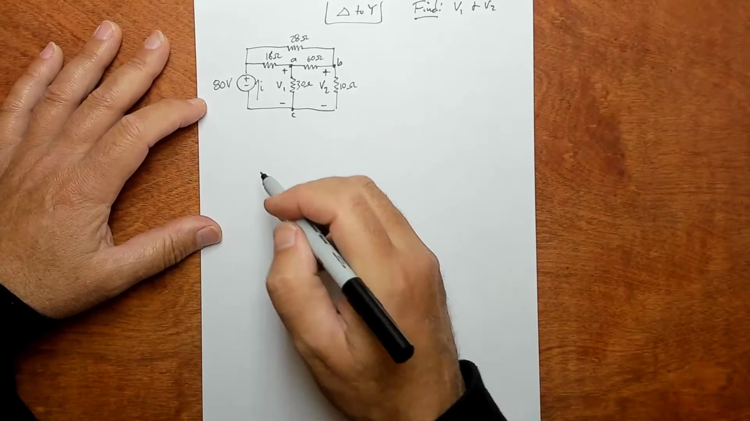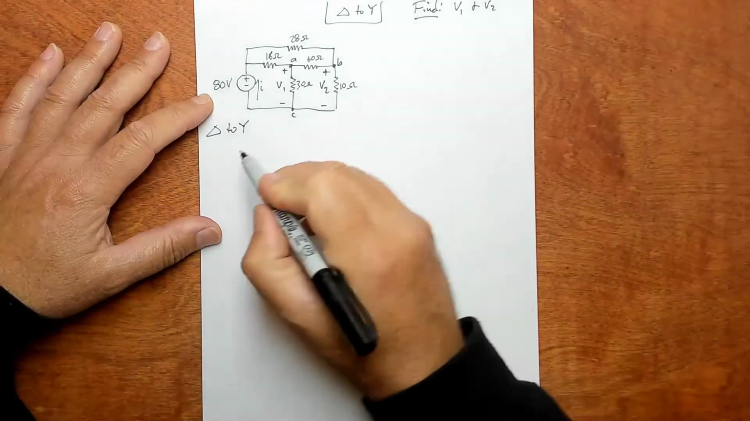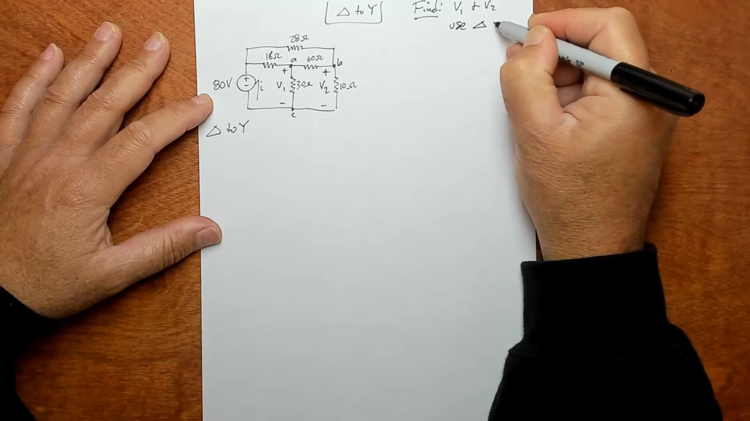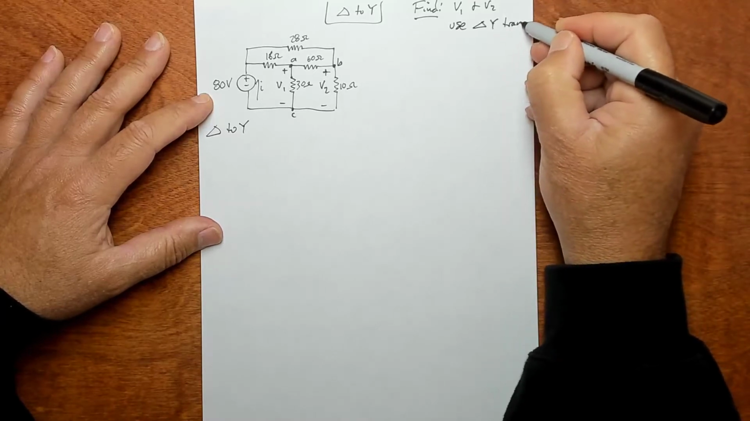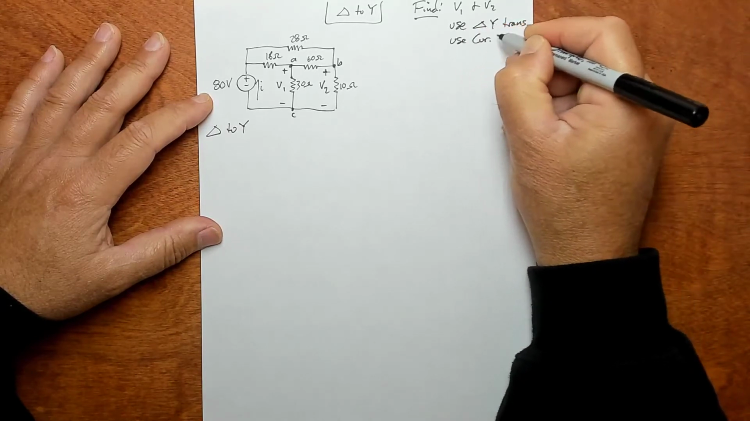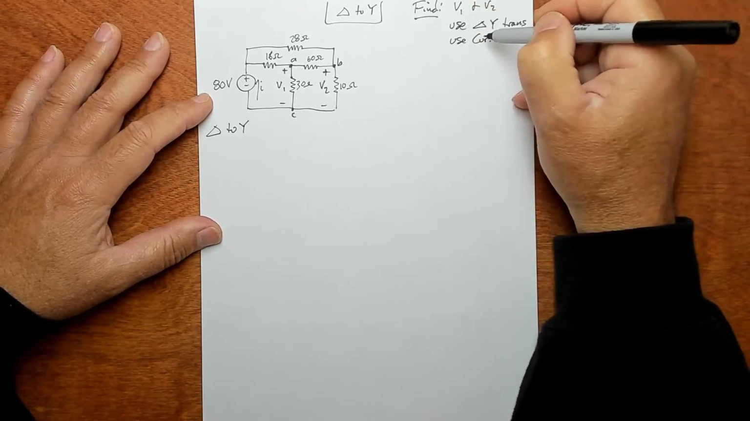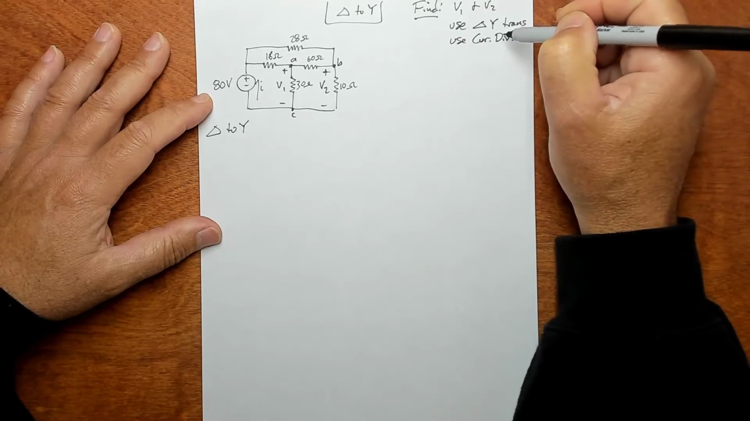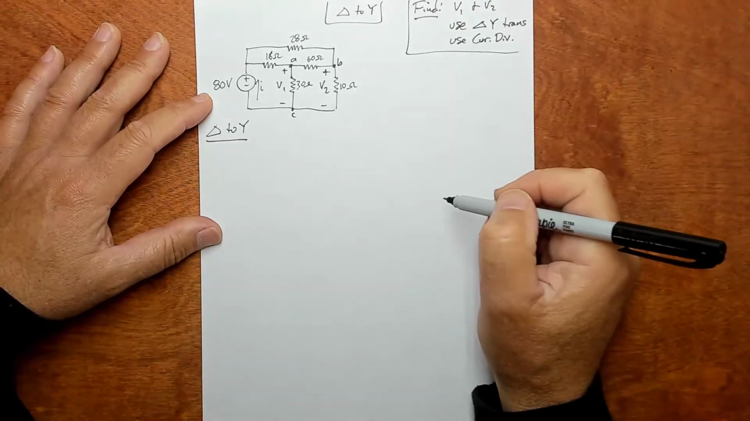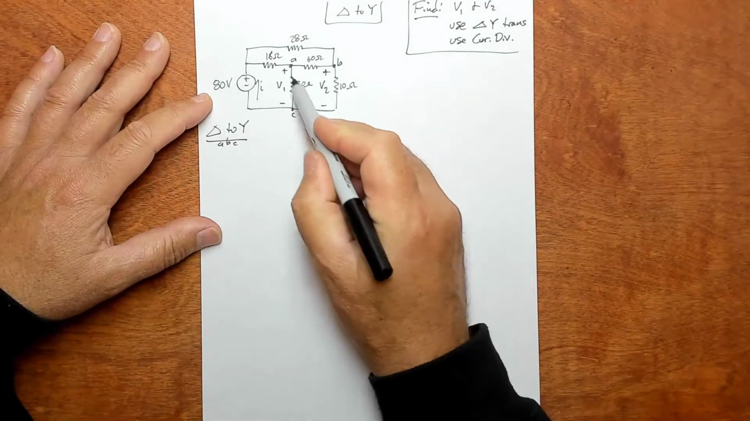Let's go ahead and do the delta to Y. So we're trying to find V1 and V2, but we're asked specifically to use a delta Y transform. And we also want to use current division, just because these are the topics of the chapter, so we want to use these methods specifically. So I'm going to go ahead and do the delta to Y transform. I'm going to do it for ABC, for the delta ABC.